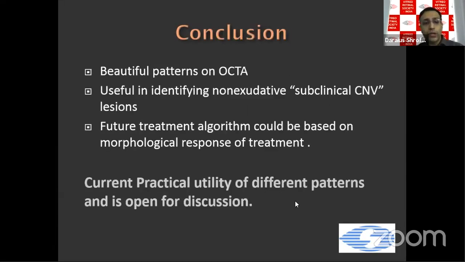And I would like to conclude that you see beautiful patterns on OCTA in CNVM. You can find these non-exudative subclinical CNVMs, the significance of which is not fully known at this time, but of course they warrant closer follow-up. And future treatment algorithms could be based on morphological response to therapy. So the current practicality and utility of these patterns is open for our panel for discussion.